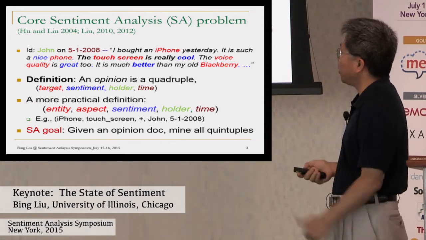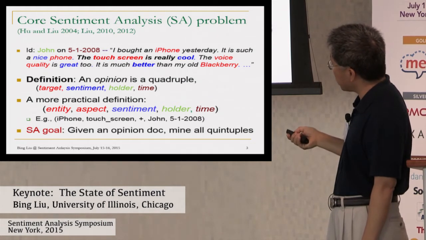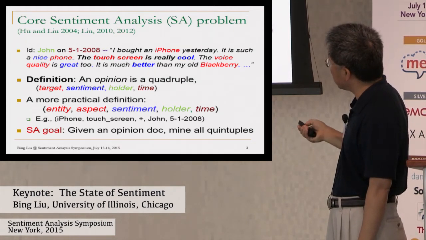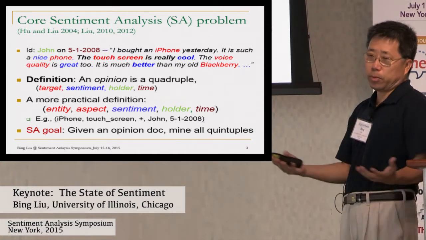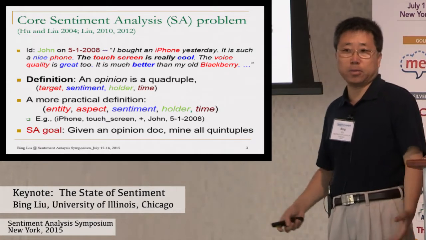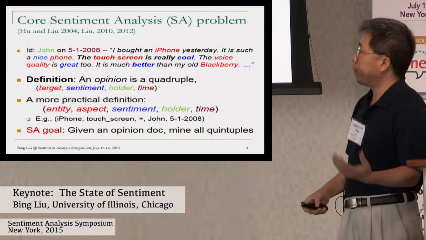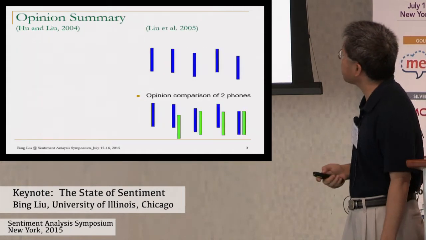But here we're just talking about what is the essential part. For example, here we say iPhone touch screen is positive. This is the person. This is the date. All right. You can see we have lots of documents. We can produce spreadsheets or relational tables, right? Then you can do all kinds of analysis using data analytics and database tools.